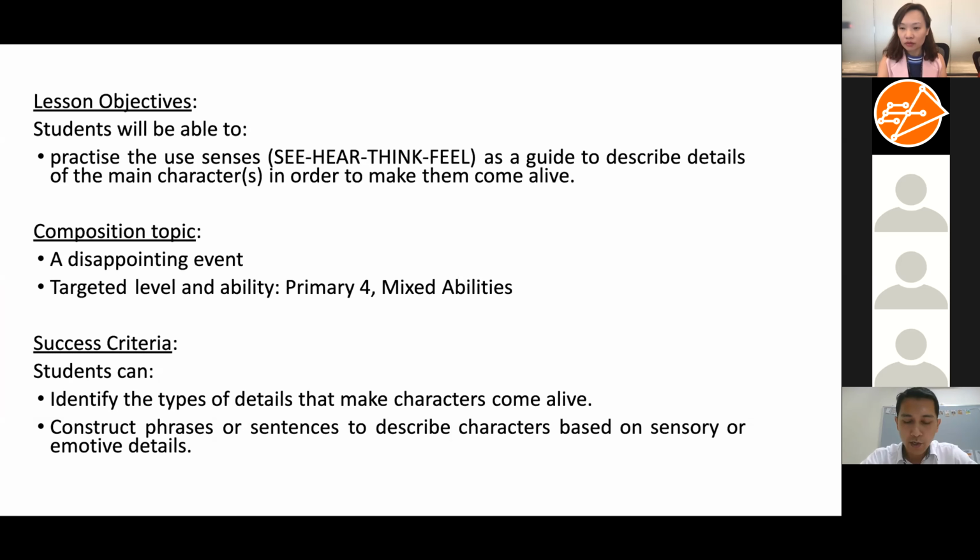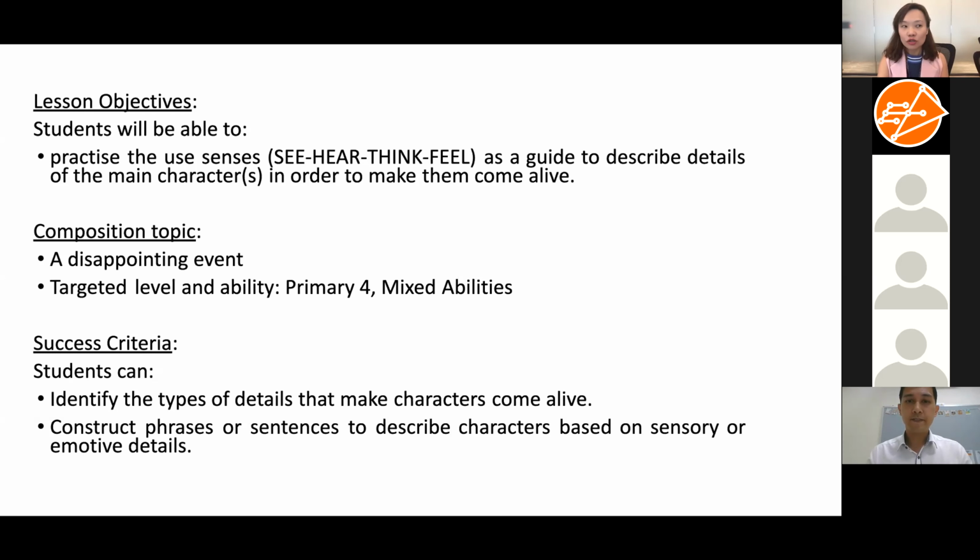So the main objective in this lesson is actually to use senses. In this case, see, hear, think, and feel. We want the students to describe details of main characters in order to make the character come alive, as you can see on your screens. And we have 2 success criteria to detect whether the child can do this. One is they can identify what sorts of details allow for this come alive character. And beyond that, they need to construct some phrases or sentences to describe characters based on these sensory details. So yes, that's the main lesson.